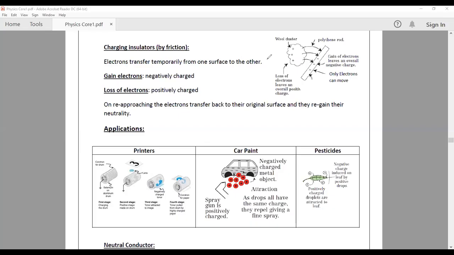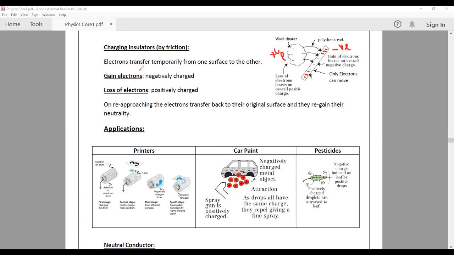So returning back here, once we have this wool duster, we apply friction between this wool duster and this ruler. What will happen? The electron will transfer from the wool duster to the ruler. So this ruler will contain much more negative charges than positive charges. So I could say that now the ruler will become negatively charged and the wool duster will become positively charged.